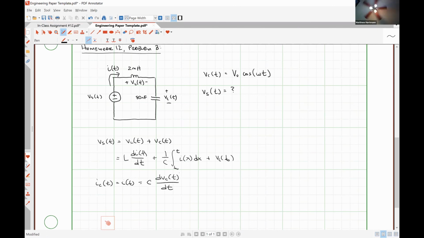Mm-hmm. Another problem where you're just going to have to apply the rules for both the current-voltage relationships for both capacitors and inductors, and then figure out how to get the information you're missing. So it's pretty similar, but in my mind, this one's a little bit easier.